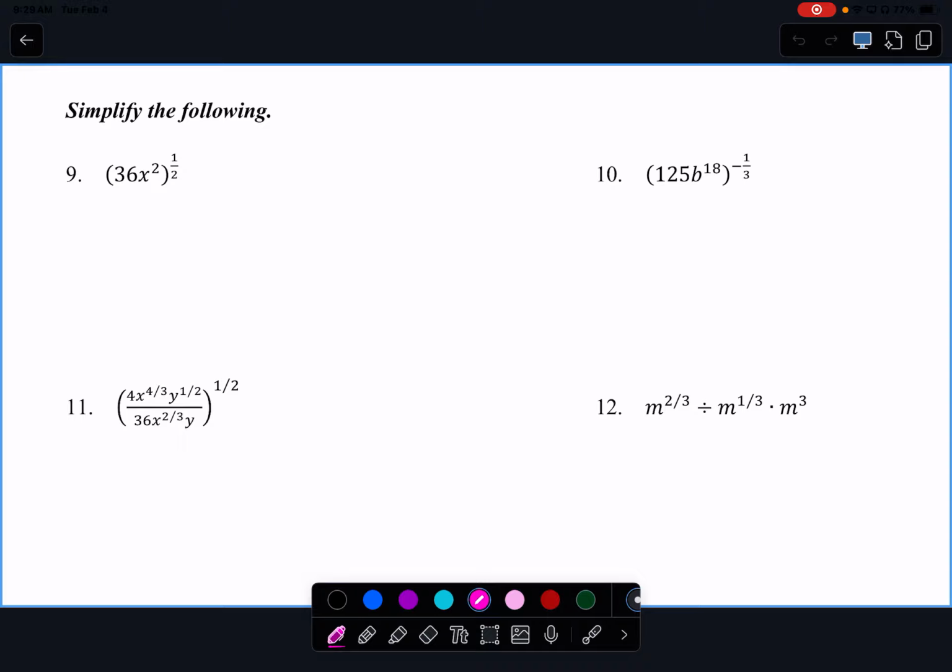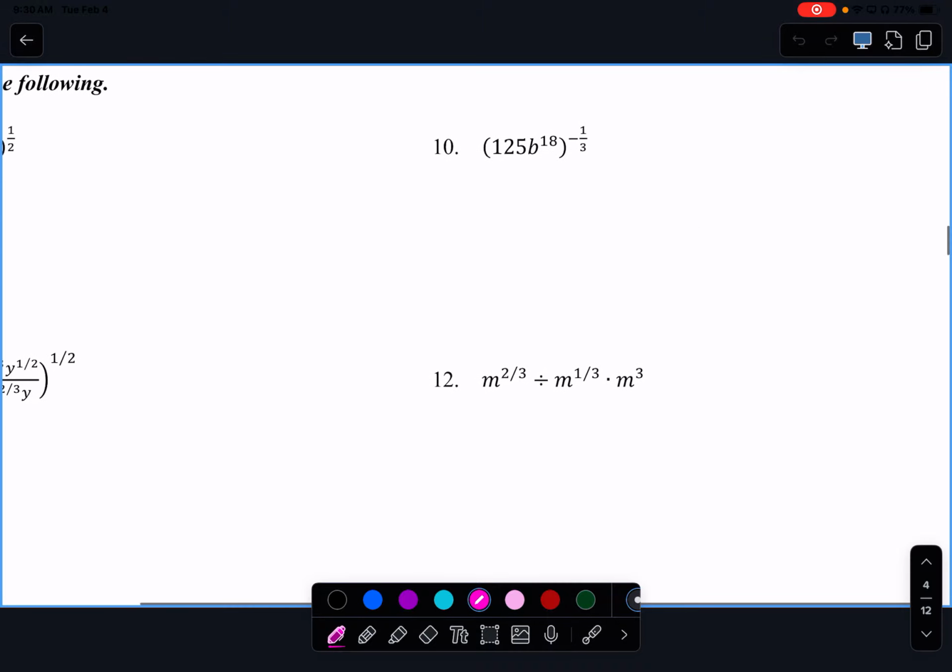What page? Because I wasn't here that Monday or Tuesday. 6.2 notes.